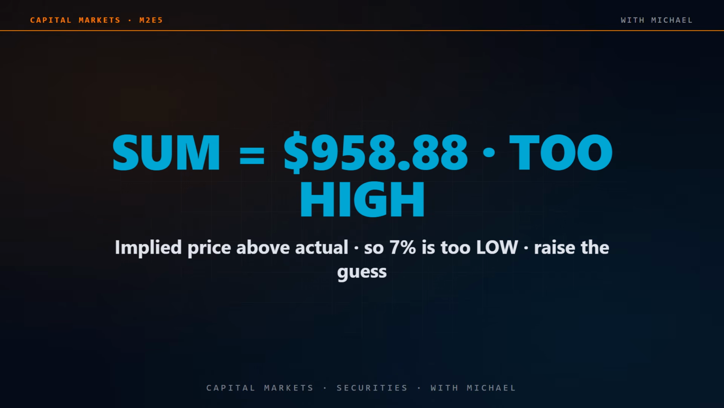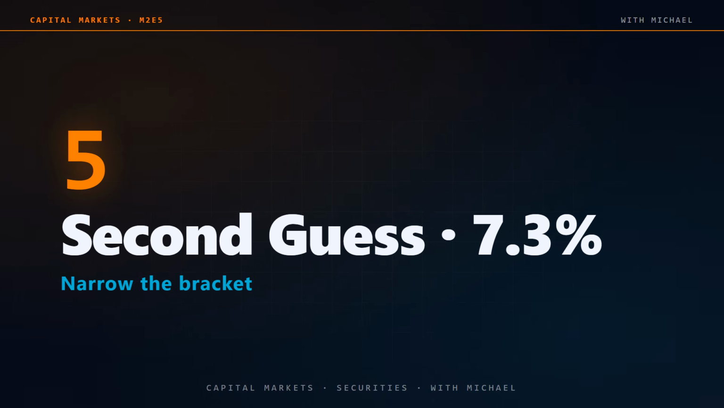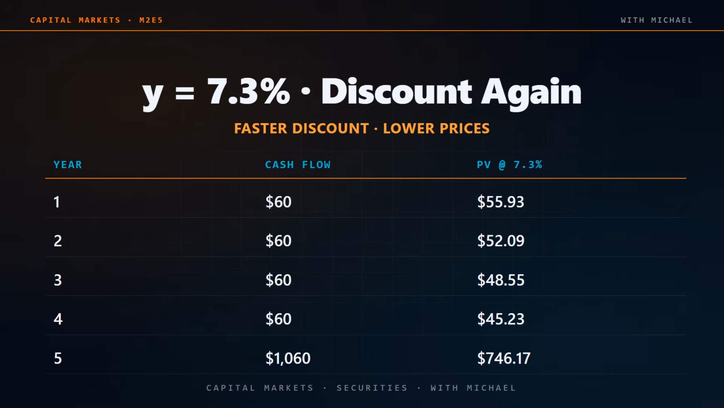Section 5. Second iteration, narrow the bracket. Let us try 7.3%. 60 over 1.073 equals 55.93. 60 over 1.073 squared equals 52.09. 60 over 1.073 cubed equals 48.55. 60 over 1.073 to the fourth equals 45.23. 1060 over 1.073 to the fifth equals 746.17.